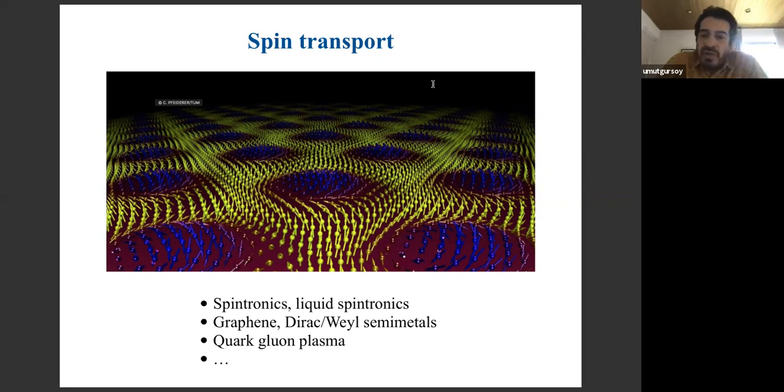But these are just low energy motivations, mostly condensed matter systems. In the quark-gluon plasma as well, spin degrees of freedom are very important. Most of the time we don't really talk about the spins of the gluons or the fermions that are just floating around in the quark-gluon plasma.